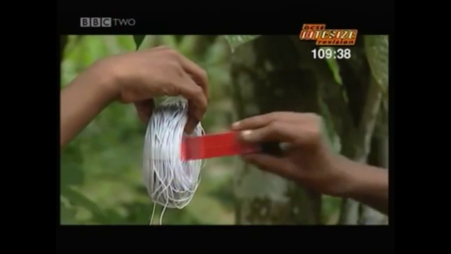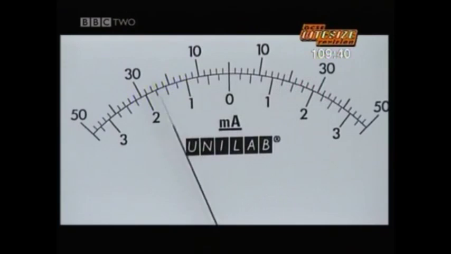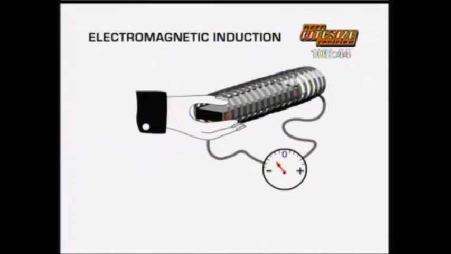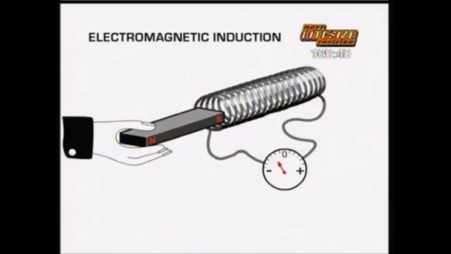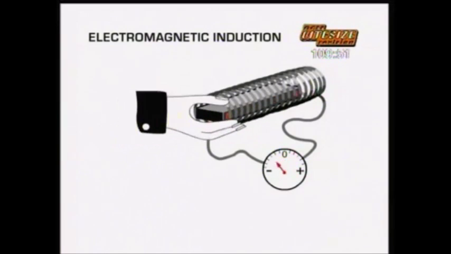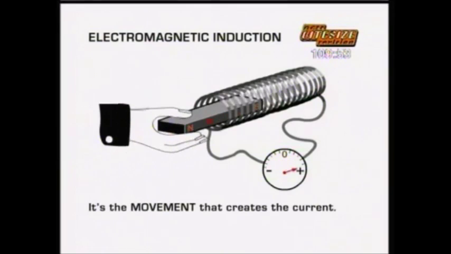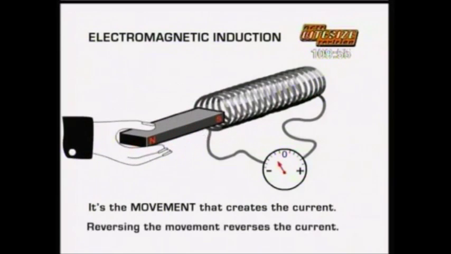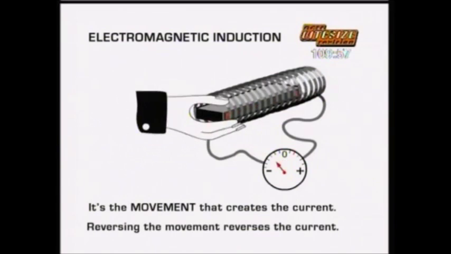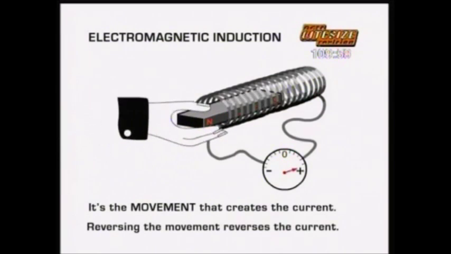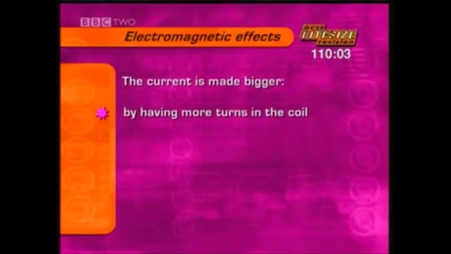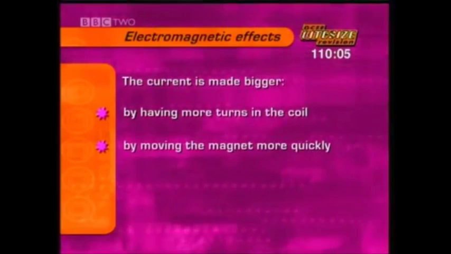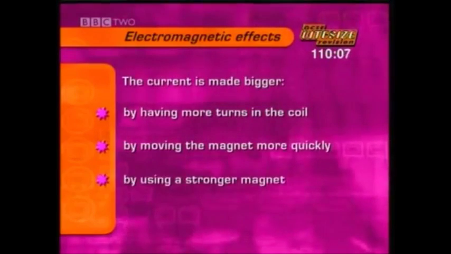It turns out that it doesn't matter if it's the magnet that moves or the coil. So, a magnet moving through the coil does create a current in the wire. Moving the coil past the magnet produces the same effect. It's the movement that creates the current in the wire. Reversing the movement reverses the current. The current is made bigger by having more turns in the coil, by moving the magnet more quickly, or by using a stronger magnet.